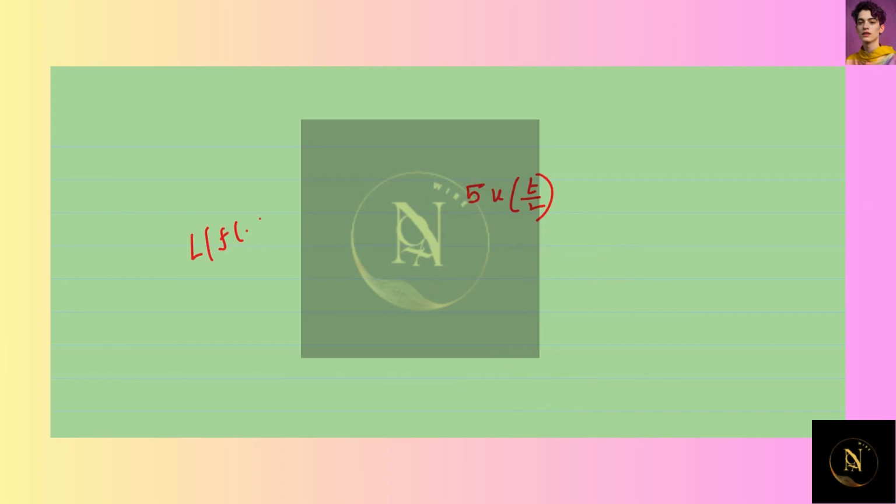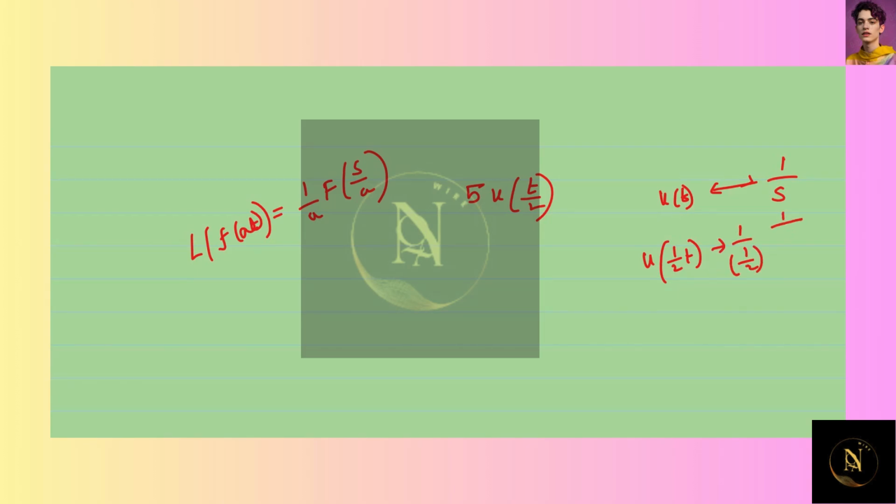The Laplace transform of f of at, if a is a positive number, is 1 by a into f of s by a. So what will be the Laplace transform of u of t by 2? Basically, what is the Laplace transform of u of t? It is 1 by s. So what will be the Laplace transform of u of half t? It will be 1 by half into 1 by, replacing s with s by half. So basically, half gets cancelled. So again it will be 1 by s. So the answer will be 5 by s. So this is the answer.